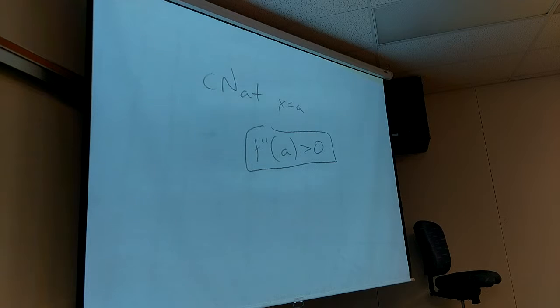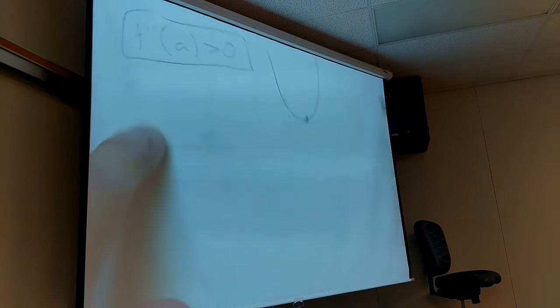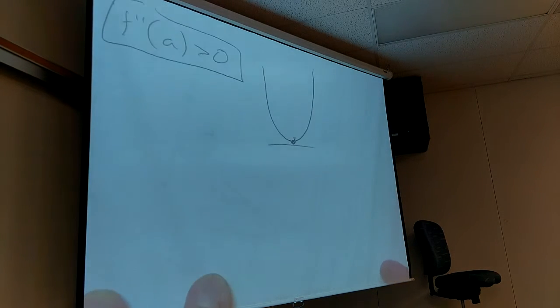Can everybody make a concave up shape with their hand? Yes, there's concave up. If there's a critical number in a region that's concave up, what is that the location of? So if I have a critical number where it's concave up, that is the location of a minimum. That is the second derivative test.